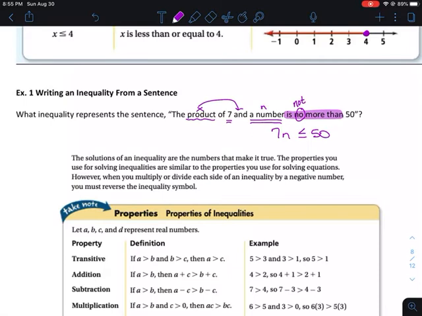It says the properties you use for solving inequalities are similar to the properties you use for solving equations. However, when you multiply or divide each side of an inequality by a negative number, you must reverse the inequality symbol. So I would put a little asterisk next to here. We need to make sure that we reverse the inequality symbol.